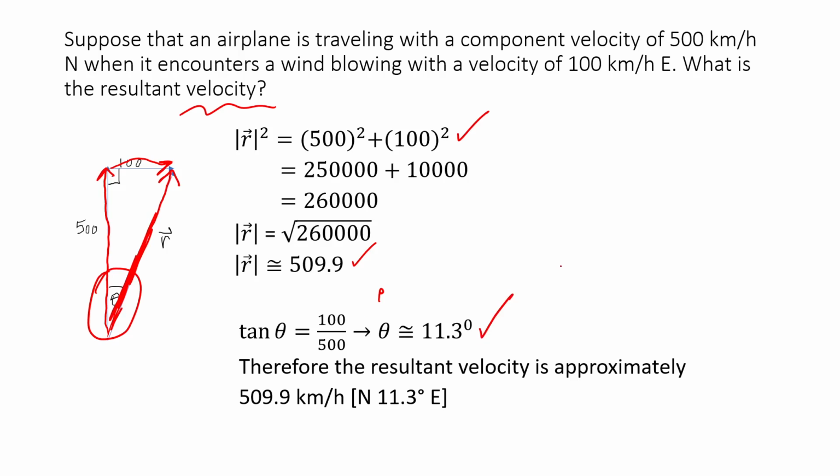Now, we're going to be able to therefore say that the resultant vector, the magnitude of this vector, will be roughly 509.9, and we'll be able to say that the direction was north, but then 11.3 degrees east, approximately.